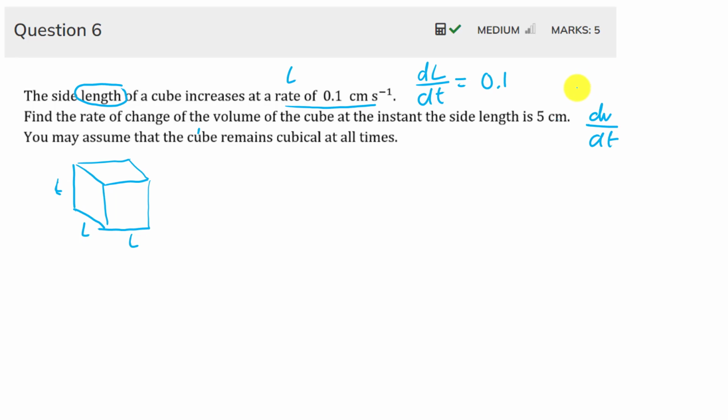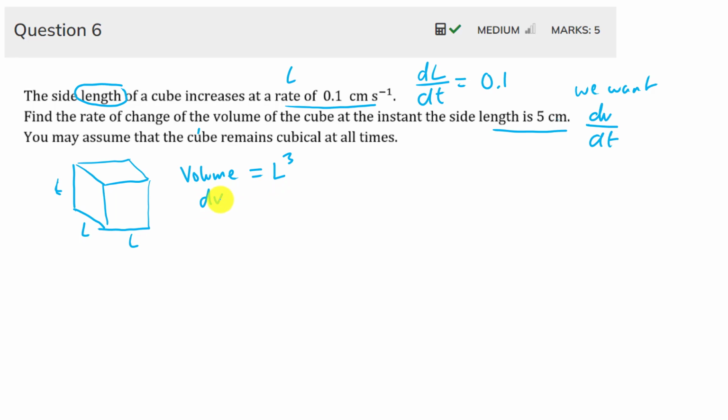Now what we want is dV/dt, because it says to find the rate of change of the volume of the cube at the instance the side length is 5 centimeters. So we need to find what volume is. So volume equals L cubed.